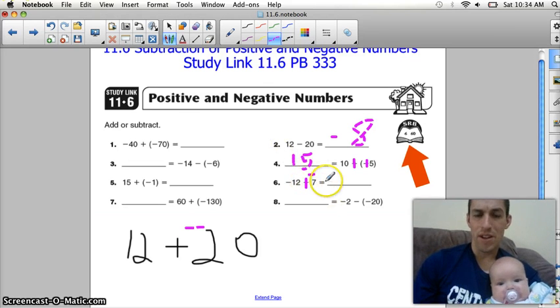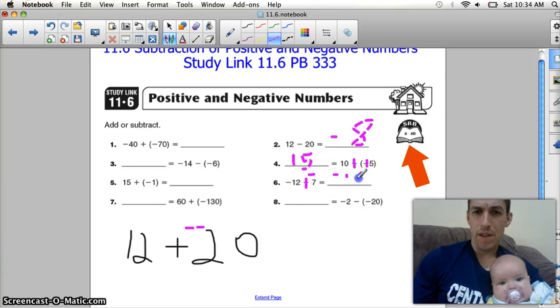So negative 12 plus negative 7, signs are the same. You're going to have more negative. It's going to be a negative 19. I can't write like this. Natalie's not wanting me to.